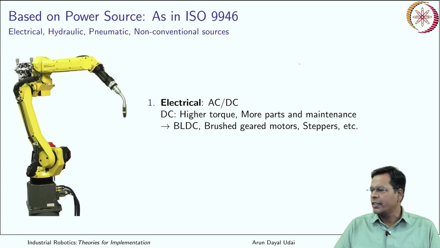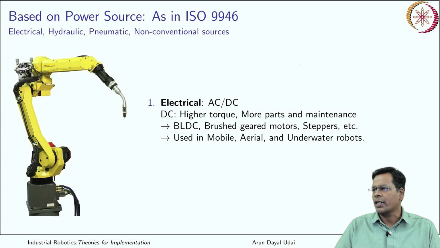Normally it has gearboxes attached to enhance the torque rating of the motor, or sometimes to reduce the speed of the motor. So you can go for a BLDC motor type of robot, a brushed geared motor type, or a stepper motor. These are a few of the DC motor kind.